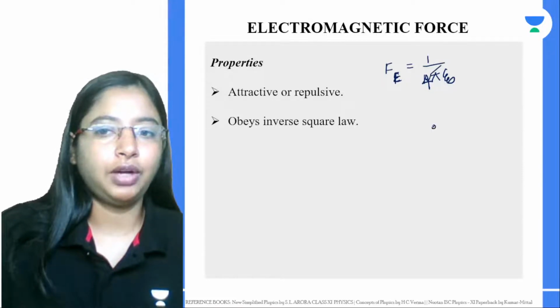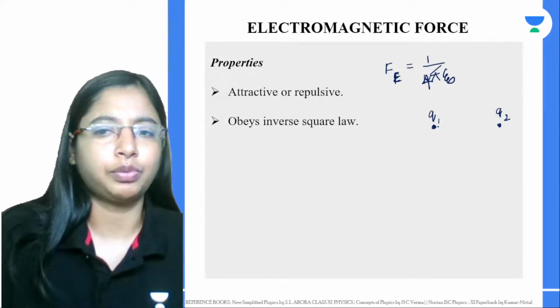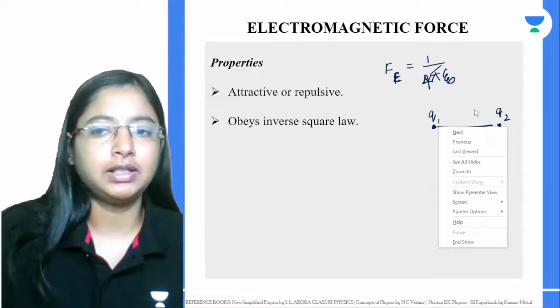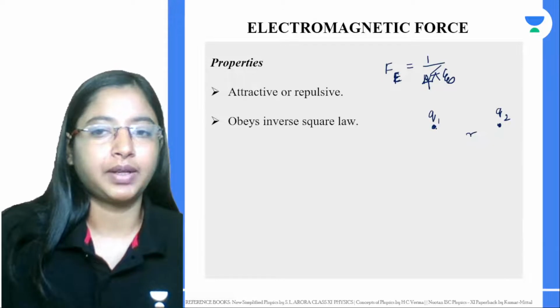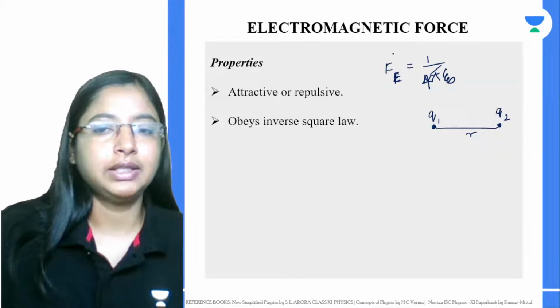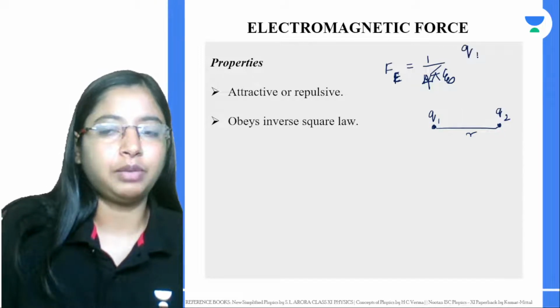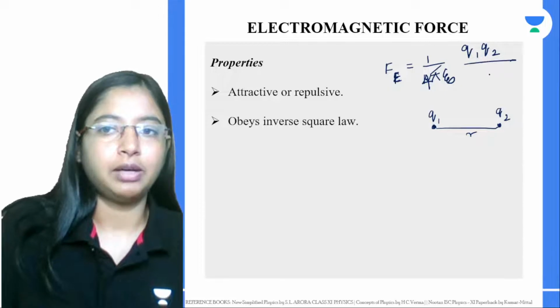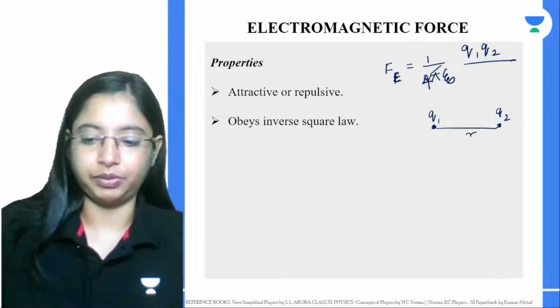So if you have two charges, let's say this is charge q1 and q2. This could be an electron and a proton, or an electron and an electron, or a proton and a proton, anything. And let's say they are separated by a distance r. In this case, the electrostatic force acting between these two charges would be the product of the charges divided by the square of the distance between them.